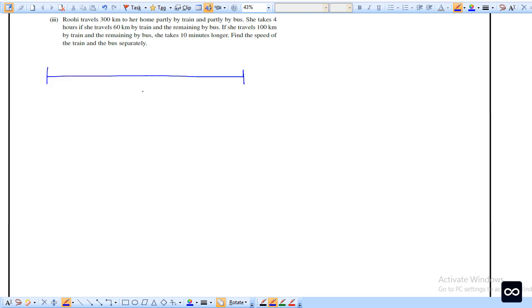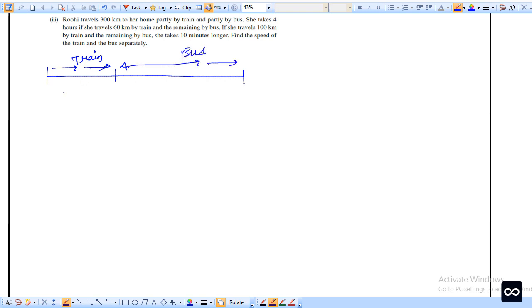I have already told you to make a diagram for such questions so you can understand what the question is exactly asking you and what exactly you have to give. Okay. So it says Ruhi travels 300 kilometers to her home partly by train and partly by bus. Let's say she travels this much by train, okay, and the rest by bus.